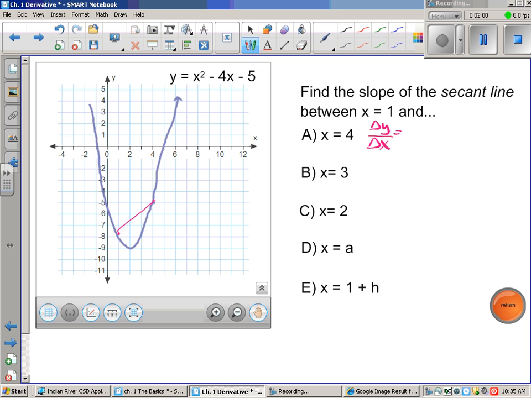The change in y over the change in x. Good. So we're going to subtract the y's, and of course, what is the y of this point here at 4? And it's -5. Minus the y value at 1, and the y value at 1 is -8. Over the change in x, and you have to go in the same order. So in other words, the point 4, -5 should be 1, and then -1. So we have +3 on top, +3 on the bottom. We get a slope of 1.